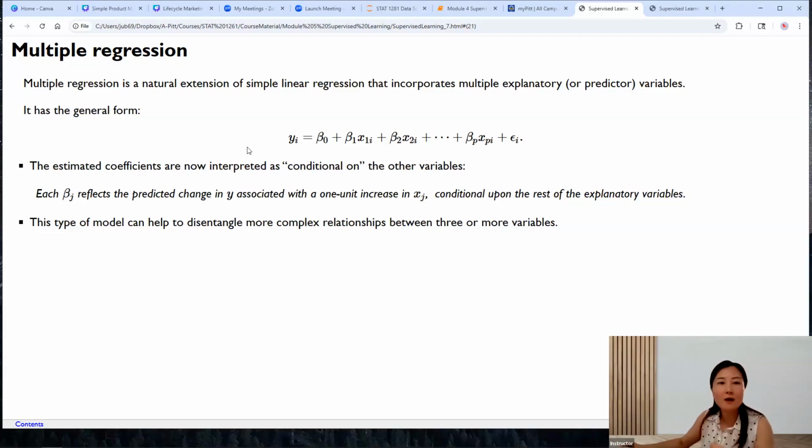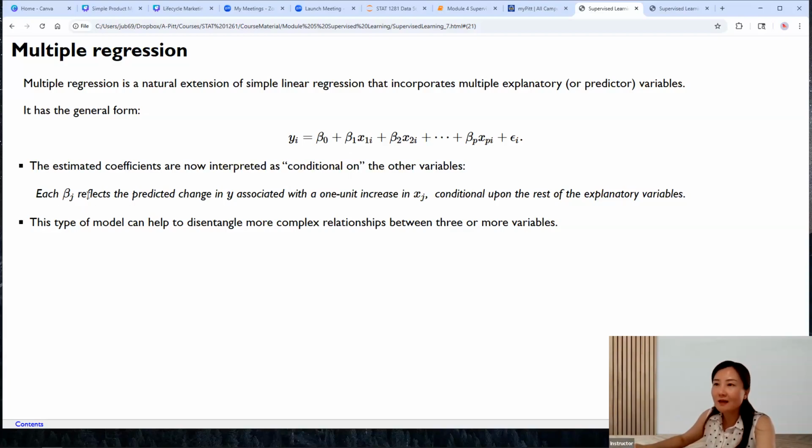All right. Now let's move on to multiple regression models. A multiple regression model is just a linear regression model with multiple x variables. It's very similar to a simple linear regression model, except that the estimated coefficients are now interpreted as conditional on other variables. So pay attention to this.